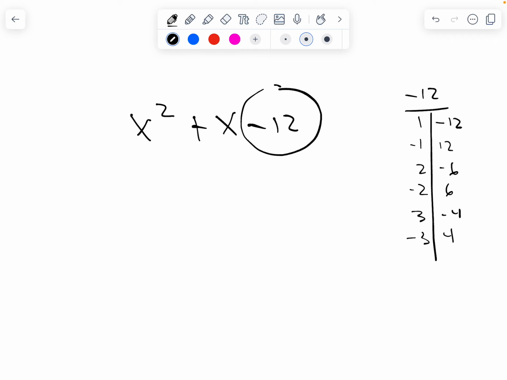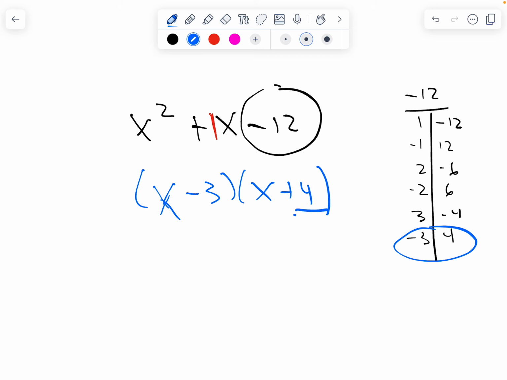And looking through that list, I'm trying to find something that is a positive 1. I'm just adding that 1 so we know what coefficient to look for. And this is going to be my combination. So we can rewrite this now as x minus 3, x plus 4. And positive 4 times negative 3 is negative 12. Positive 4 and negative 3 added up together is a positive 1.